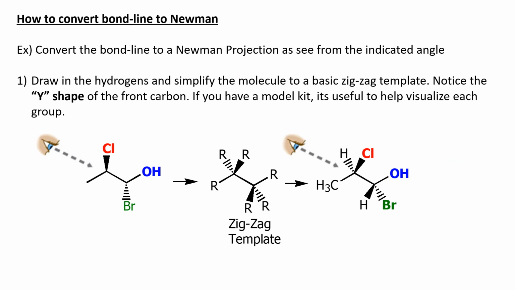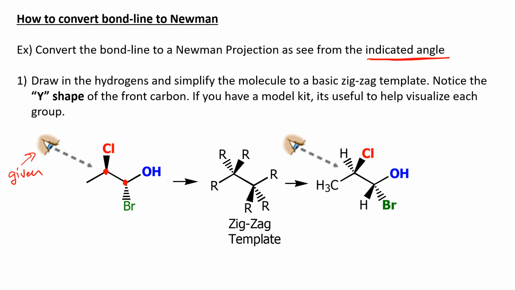Okay, so the first skill is we need to be able to convert a bond line structure to a Newman projection. And you're always going to be doing this from a specific indicated perspective or angle. So step one, given this angle, you're always going to be given or told, or there will be some indication of what carbon-carbon bond axis to look down. So in this case, we're looking down this particular carbon-carbon bond axis.